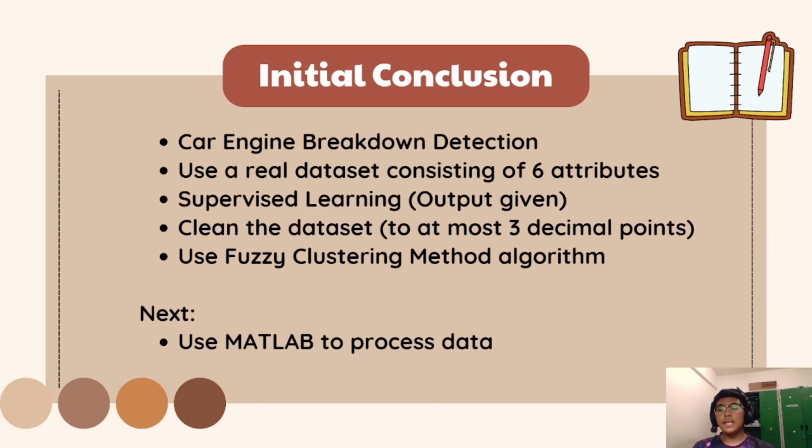As we said before, we use a real data set consisting of 6 attributes, including lubricant oil pressure, fuel pressure, temperature, and so on. This data set is for supervised learning because the output value is given, which is the engine condition, either 0 or 1. 1 is for good engine condition and 0 is for bad engine condition. And as Hazwan said before, we have cleaned the data set by reducing the decimal points of the numbers in every cell to at most 3 decimal points only.